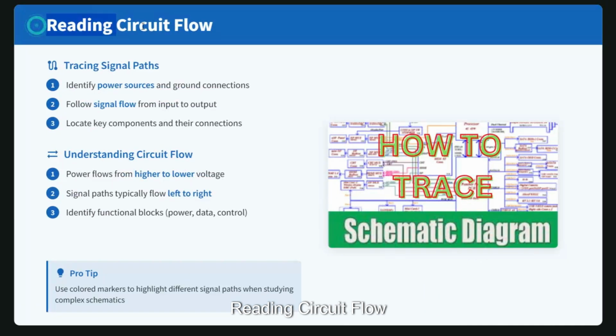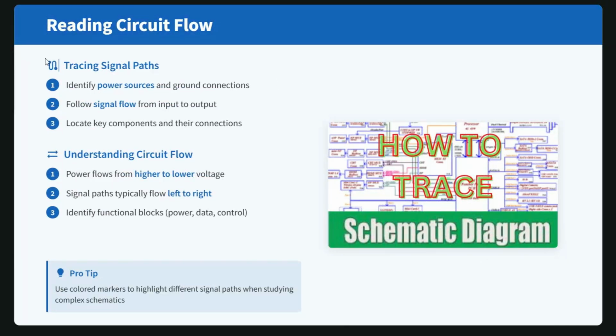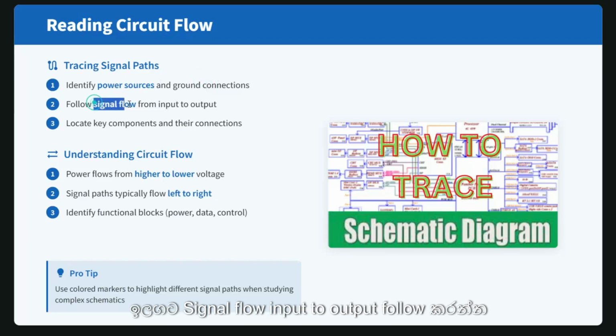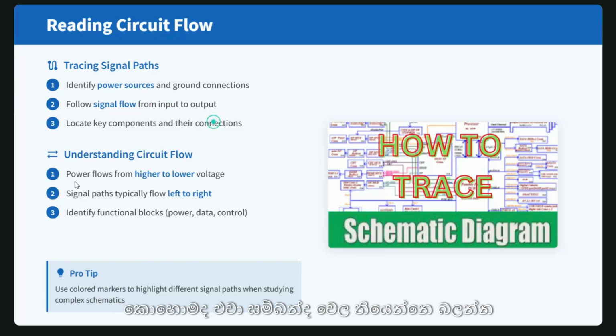Reading circuit flow. Reading a schematic is all about following the flow. Start by tracing signal paths. First, identify power sources and ground connections. Then follow the signal flow from input to output and locate the key components and how they connect.